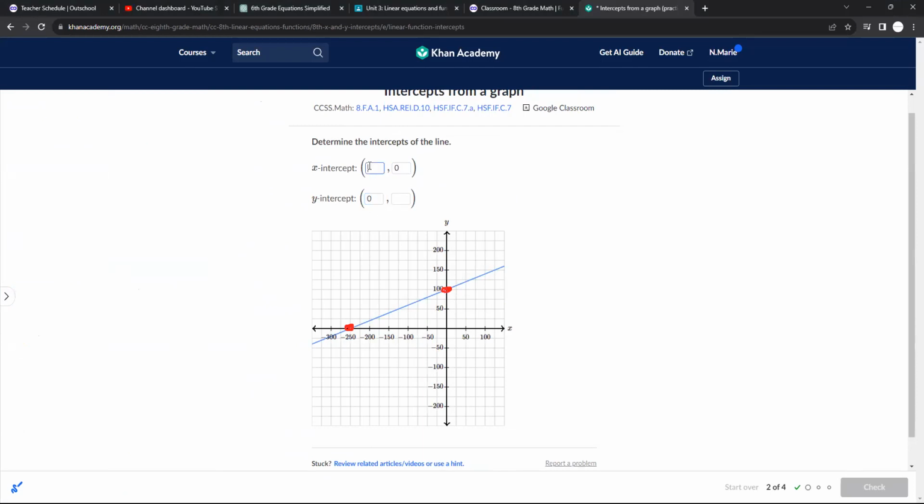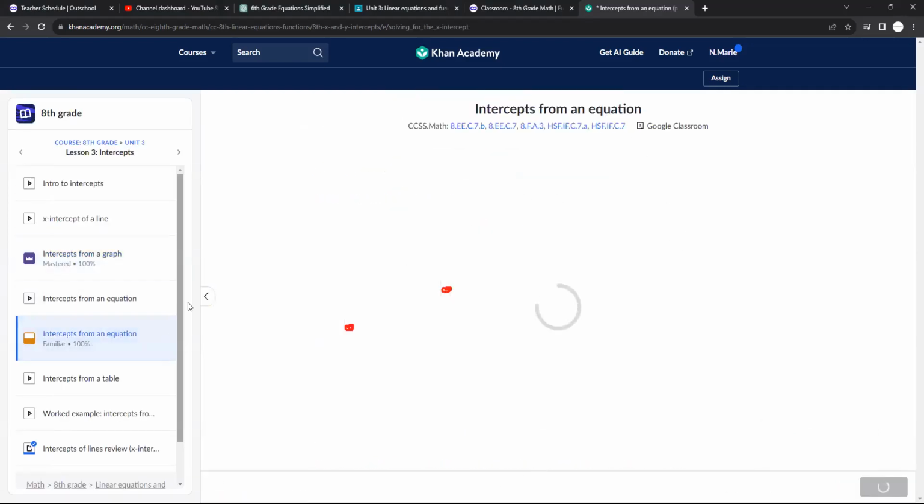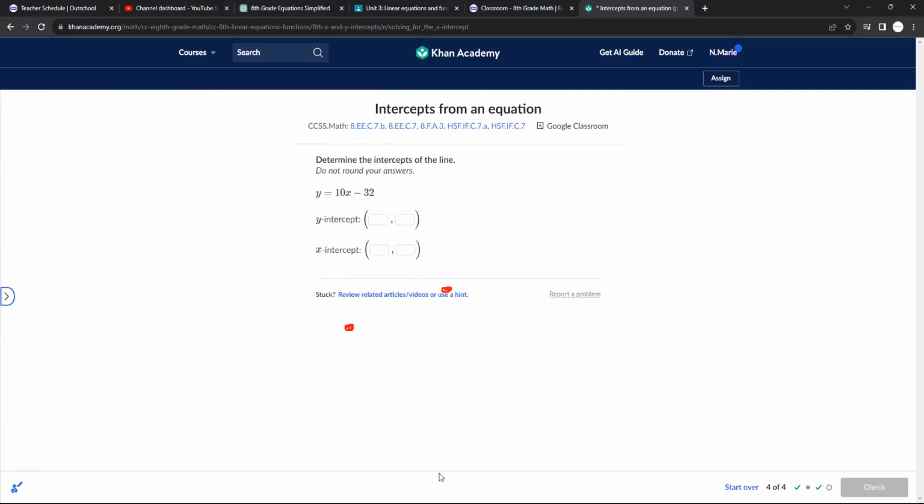So you can see here the x is at negative 250, 0, and the y is at 0, 100. So that's by looking at the graph, which is very simple. When doing it with an equation, it's a little trickier for students, but remember, for your y-intercept, your x is always 0. For your x-intercept, your y is always 0. So if I plugged in a 0 for x, I would get negative 32. This is also in slope-intercept form. Maybe you've heard of that before. It's when the slope comes first and then the y-intercept is here.